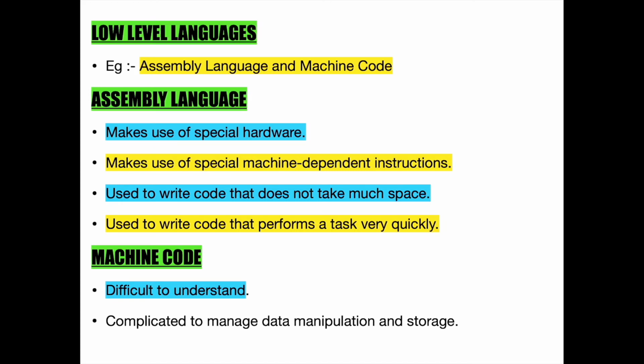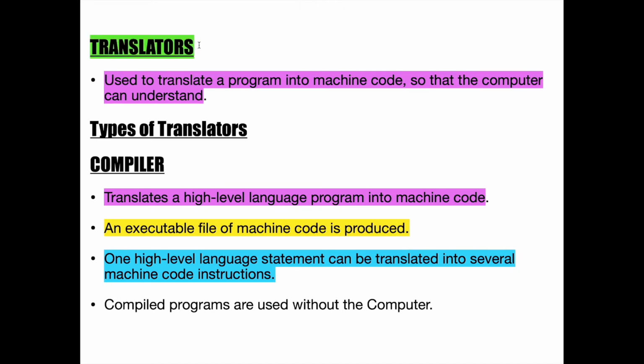Now let us talk about translators and the types of translators. A translator is used to translate a program into machine code, so that the computer can understand. There are three types of translators. The first type is the compiler. A compiler translates a high-level language program into machine code. At the end of this translating process, an executable file of machine code is produced. One high-level language statement can be translated into several machine code instructions. Compiled programs can be used without the compiler.